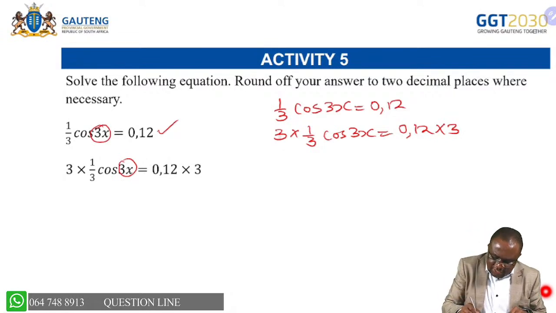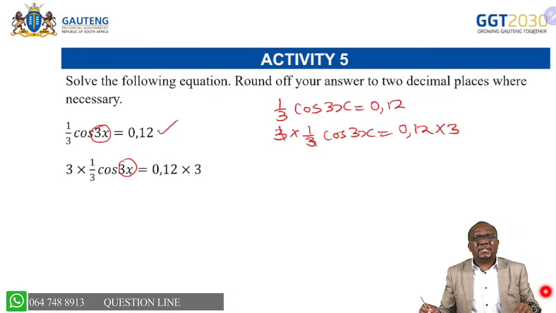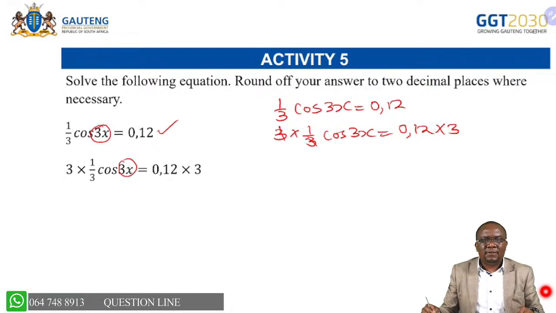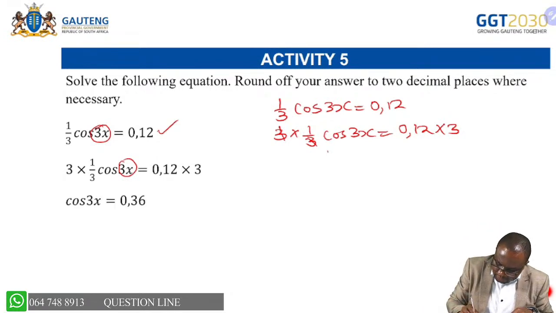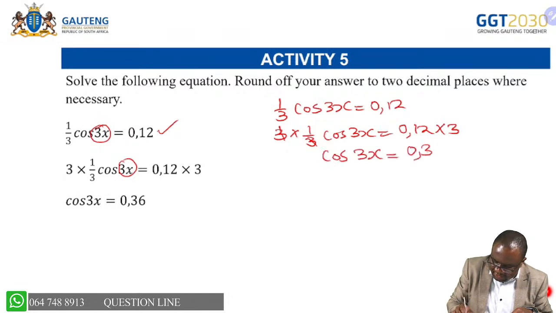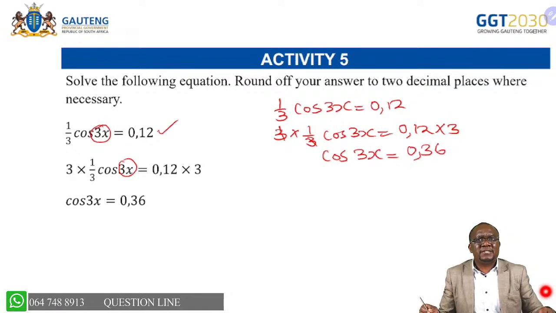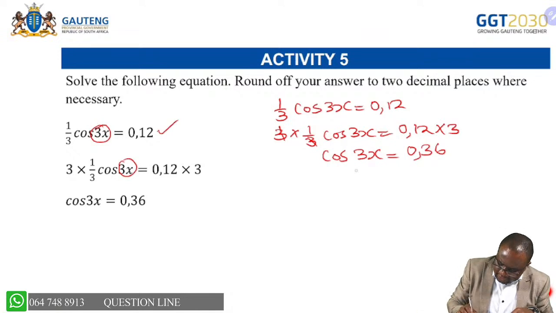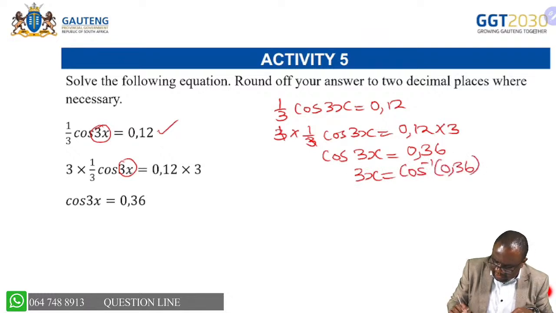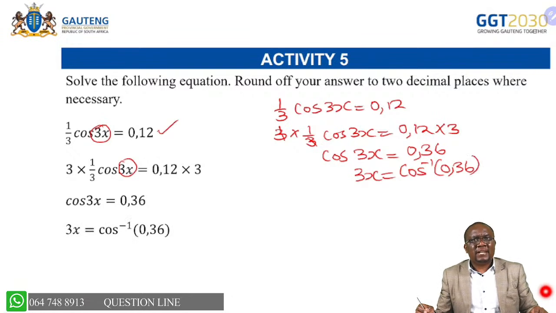And then we say 3 divided by 3 is 1. So what do we remain with? We remain with cos 3x is equal to 0,36. And then what do we do from there, grade 10s? We find the inverse cos of 0,36 to find 3x, isn't it? It's going to be 3x is equal to inverse cos 0,36, like that.